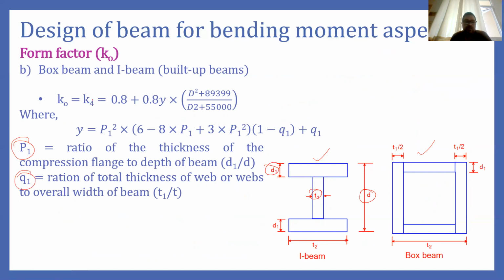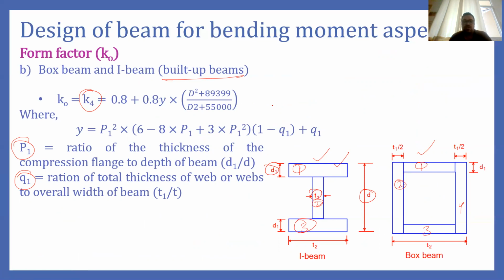So this is how we calculate form factor in case we have built up beams. As I said, built up beams are the beams which are composed of two or more sections. In case of I-beam, you can see there are three sections, 1, 2, and 3. Similarly, in box column, we have four sections, 1, 2, 3, and 4. So these are composed of more than two sections. That is why they are called built up beams. But in this lecture, we will restrict ourselves to design only the single section beam.